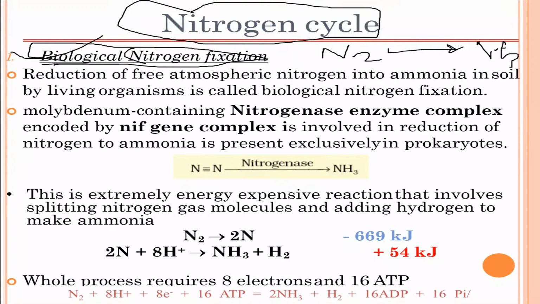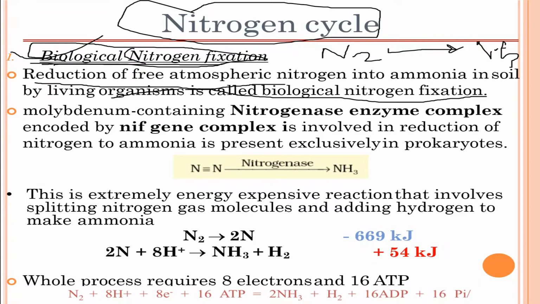So how is it possible? It is possible with the help of microbes and some enzymes. It's a biological process and thus termed biological nitrogen fixation. The reduction of free atmospheric nitrogen into ammonia in soil by living organisms is called biological nitrogen fixation. It is possible with the help of enzymes and microbes, and is collectively termed biological nitrogen fixation.